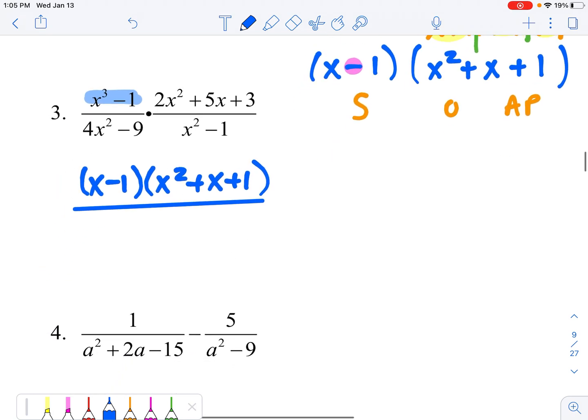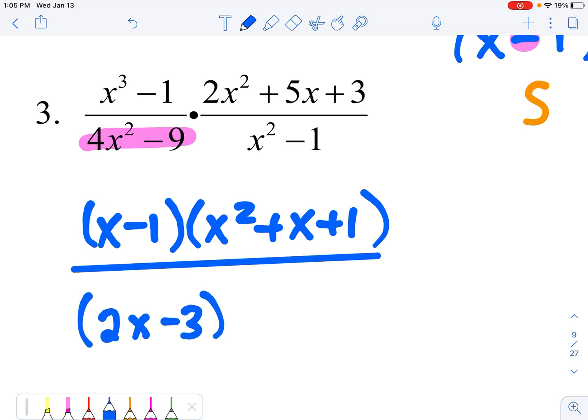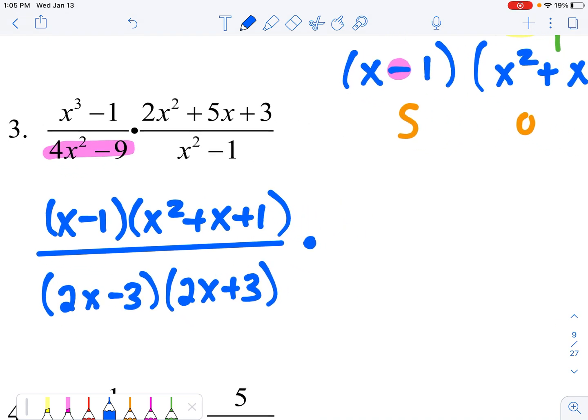The next thing we're going to factor is the denominator. This is a difference of two squares. Both the 4x and the 9 are perfect squares. And remember, when you do your dots, you're going to have opposite signs because that is what makes the middle term cancel out. I'm going to put my multiplication.